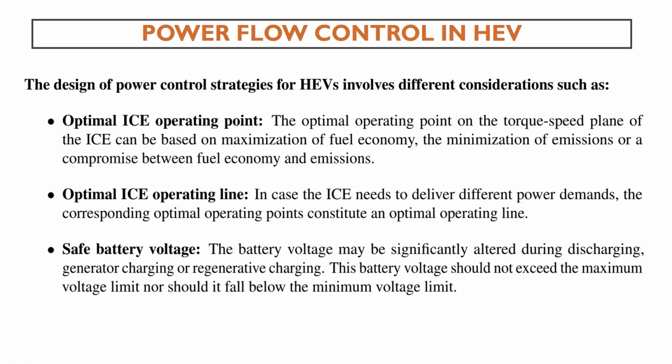That's how different optimum points will give an optimum ICE operating line. Next is the safe battery voltage. The battery voltage may be significantly altered during discharging, generator charging, or regenerative charging. This battery voltage should not exceed the maximum voltage limit, nor should it fall below the minimum voltage limit.